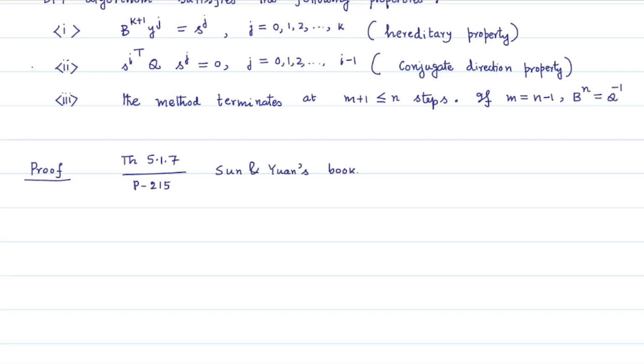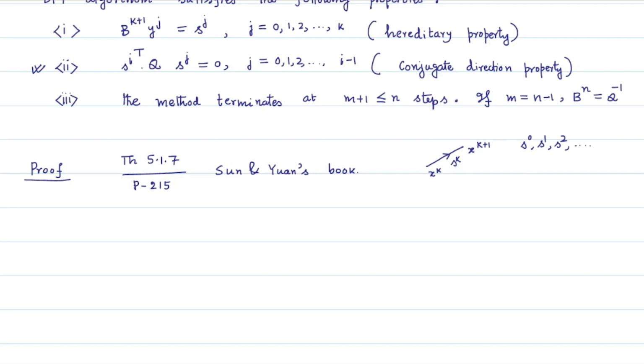Now here, looking at the second property, we see that Si and Sj are conjugate to each other with respect to the Hessian matrix Q, and the DFP method moves along the directions xk plus 1 minus xk, that is, along the directions sk, right? So this DFP method moves along the directions S0, S1, then S2 and so on, and these directions are conjugate with respect to the matrix Q, and hence the Quasi-Newton method is also called a conjugate direction method.